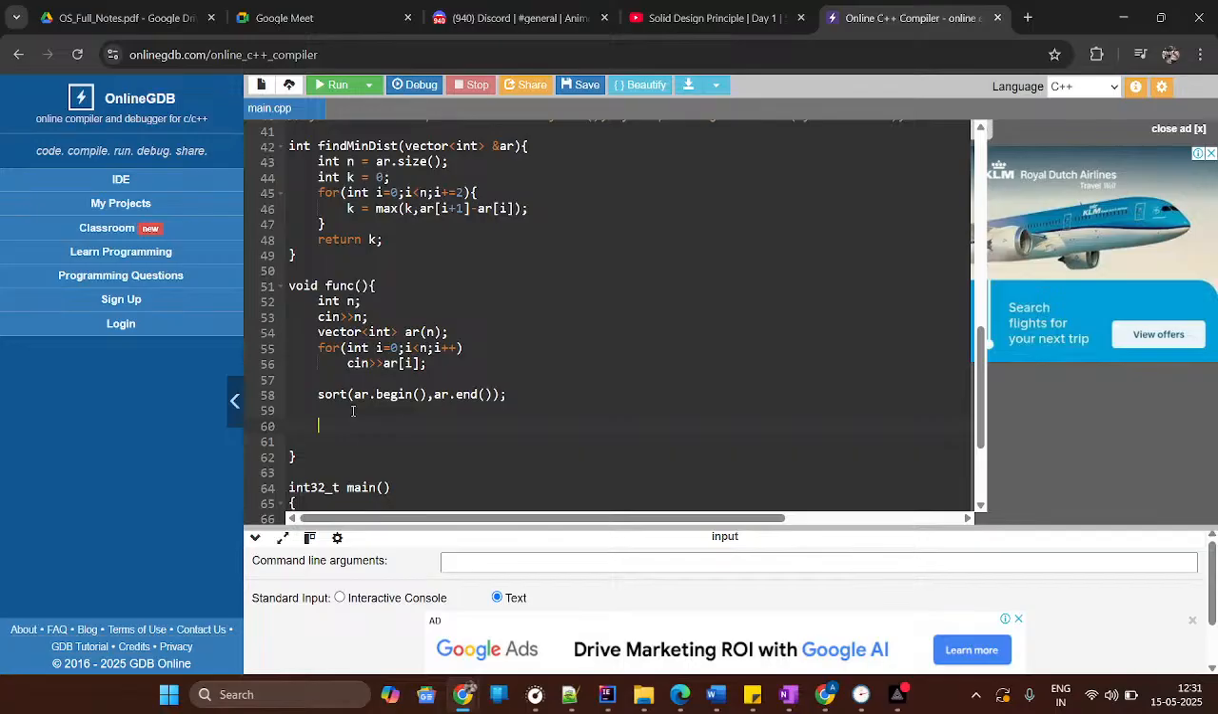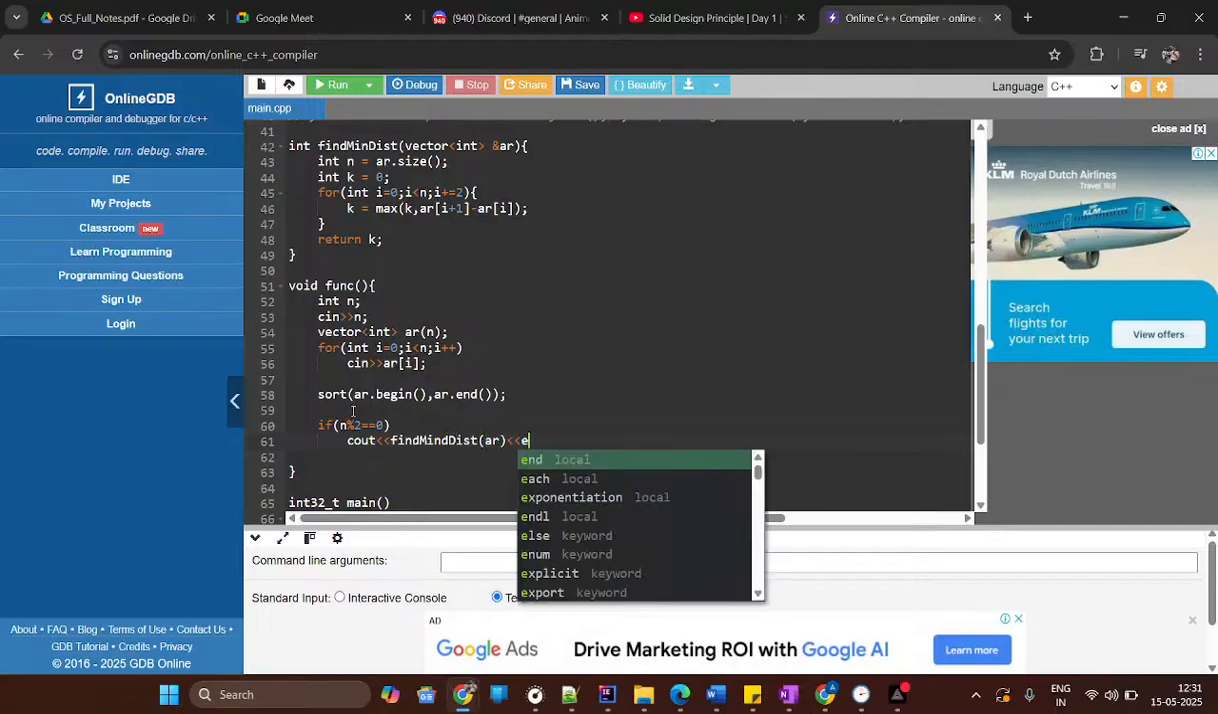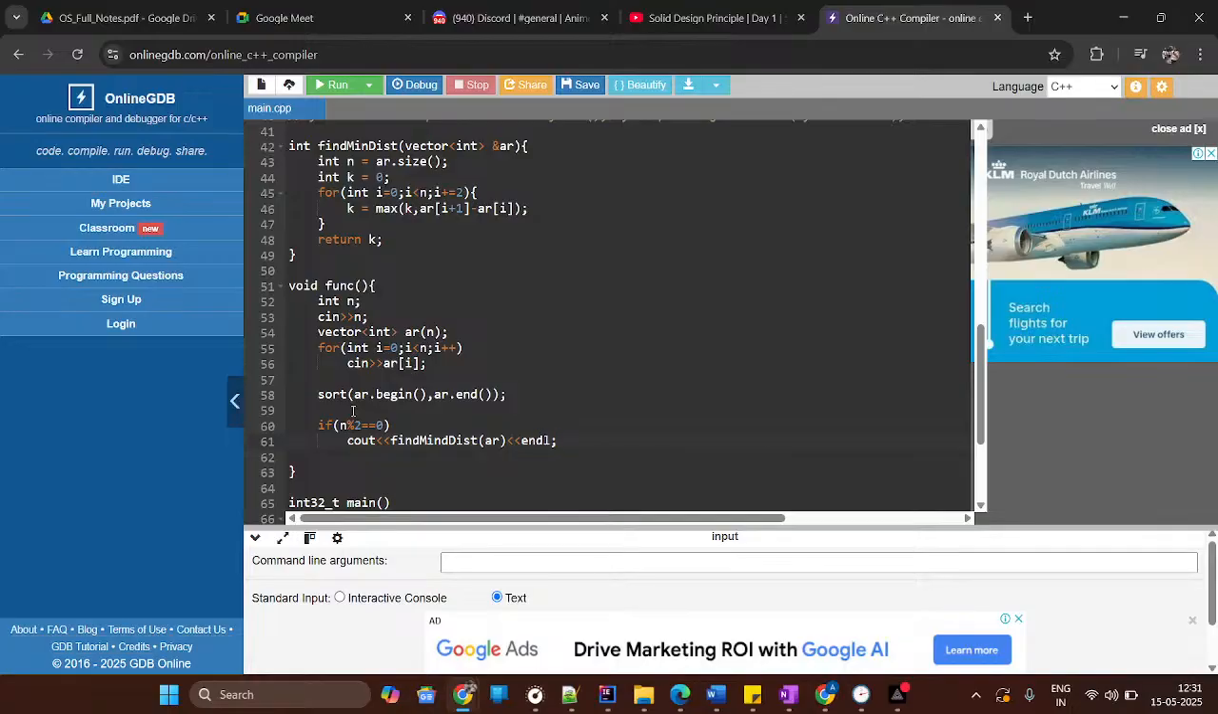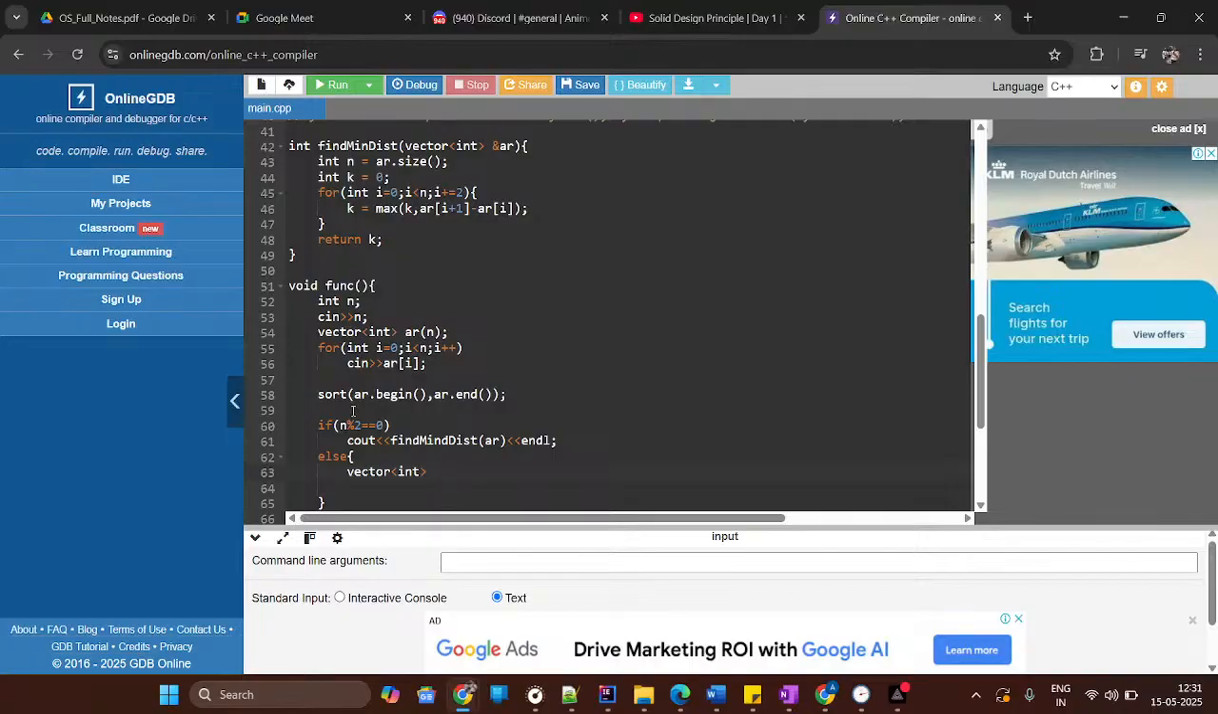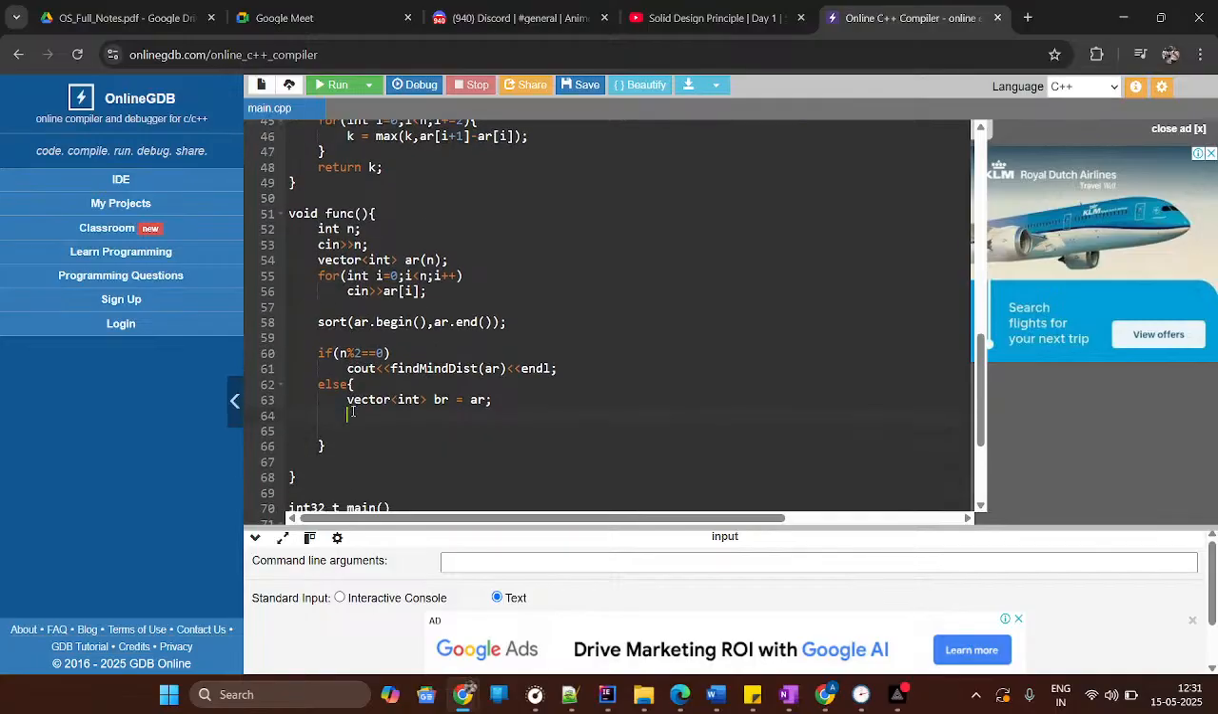Okay, now if n modulo 2 is equal to 0, I just cout the findTest of arr and that's it. Else, this is the odd part. So let's make a vector, vector int br equals arr, and then we insert at different positions.